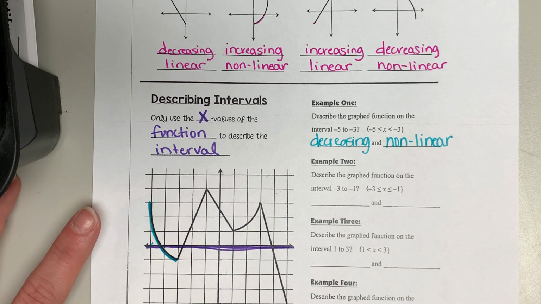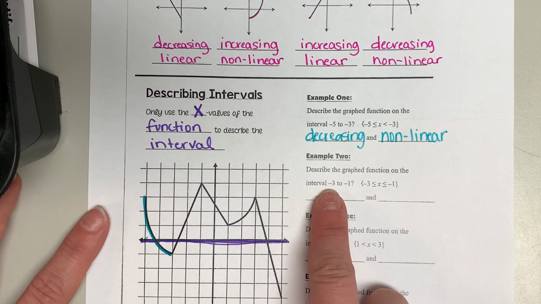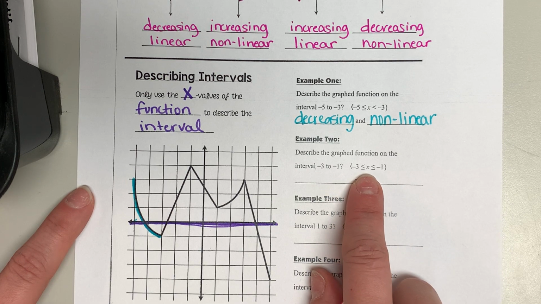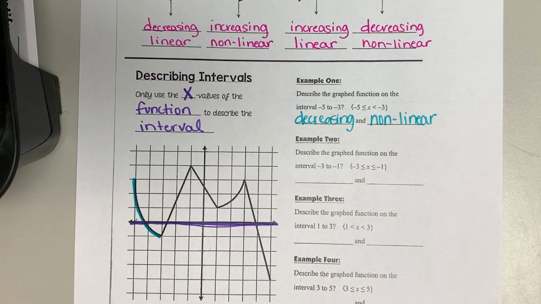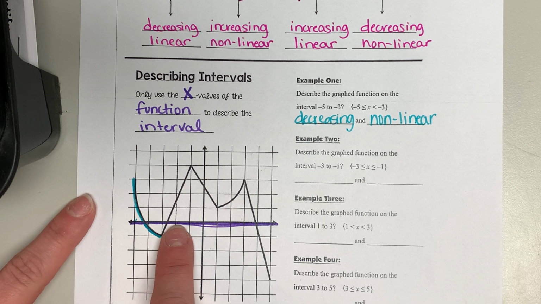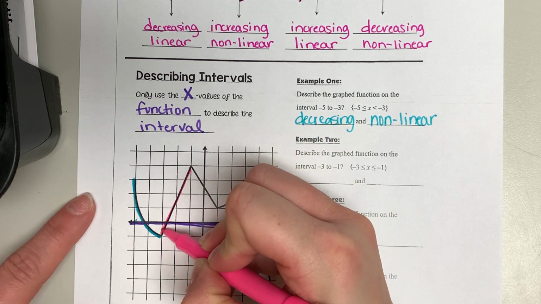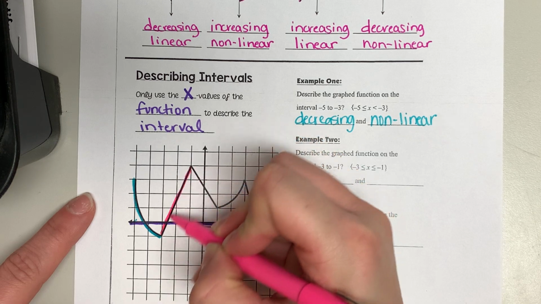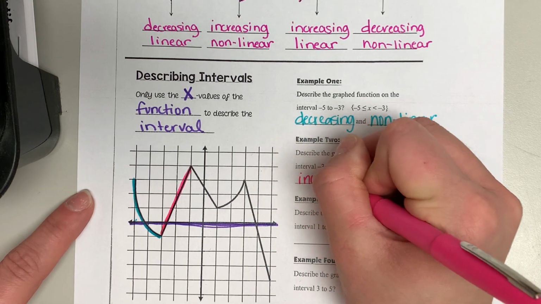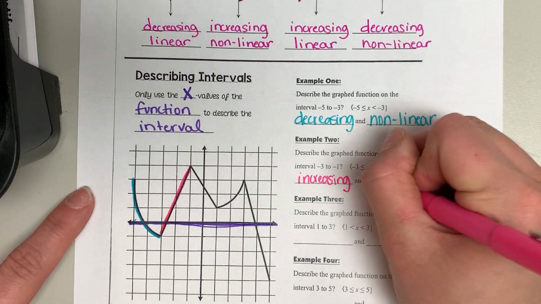Okay, let's look at another section. Describe the graph function on the interval -3 to -1, and you'll see it written this way: -3 is less than or equal to x, which is less than or equal to -1. So -1, -2, -3 is right there, back to -1. So we're looking at this interval right here between these two points. What is happening from left to right? It is increasing. And it is a perfect straight line, so it is linear.